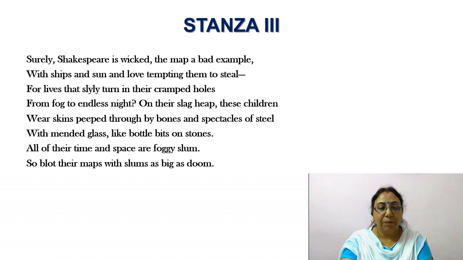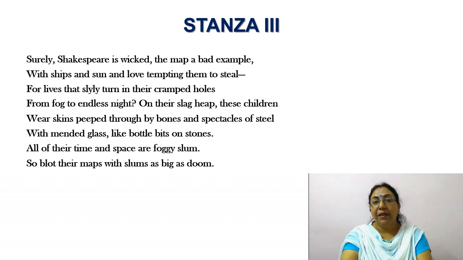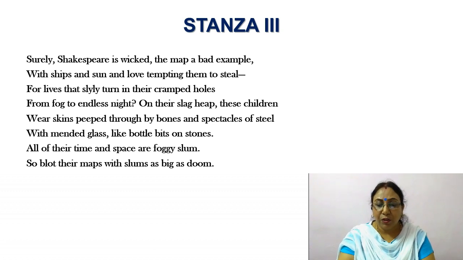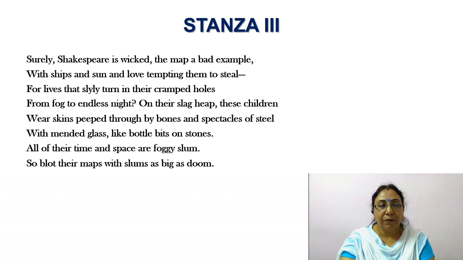In this stanza, Spender says that Shakespeare is wicked and the map a bad example. The reason for this is Shakespeare, in his plays and writings, displays and projects a very lavish and comfortable life of elite people. He expresses the beauties and bounties of nature, the clear blue sky, the beautiful civilized domes, all these things which are expressed in his writings by Shakespeare have nothing to do with the life of the children who live in the slum areas.